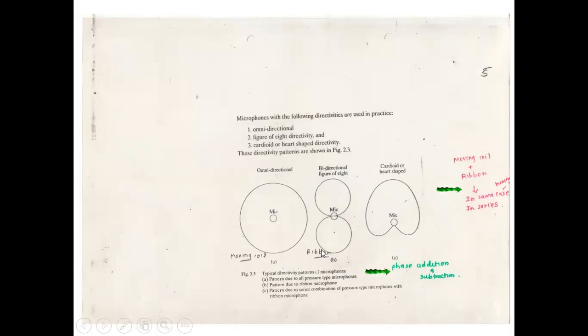So the application of different types of directivity patterns in different areas are there. Every pattern has its own advantage and disadvantage. A moving coil type of microphone will result in omnidirectional directivity, whereas a ribbon type of microphone will give you figure of eight pattern. And if you combine the moving coil microphone along with the ribbon type of microphone in a simple case in series, then this heart shape or cardioid shape directivity pattern is going to result because of phase addition and cancellation of sound energy.